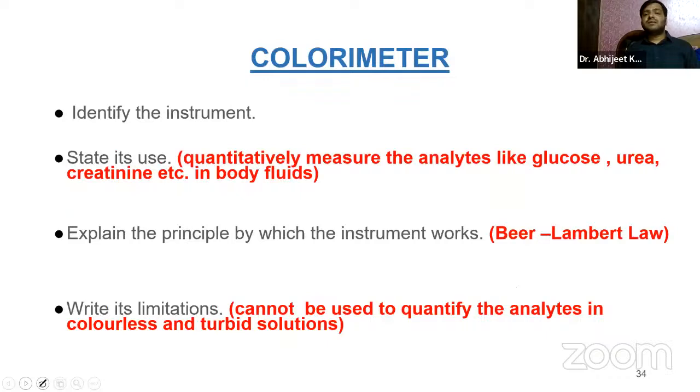Coming on to the next one, that is the calorimeter. Basically, you have to first identify it. And what is the use, guys? It is to measure analytes like glucose, urea, creatinine in the body fluids. The principle on which it works is the Beer-Lambert law. And as a limitation, it cannot be used to quantify the analytes in colorless and turbid solutions. Right? So that was it.